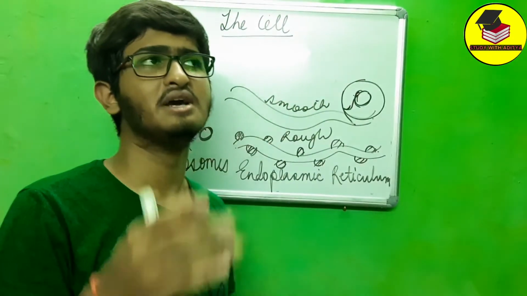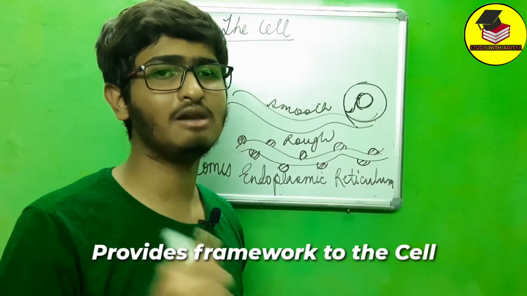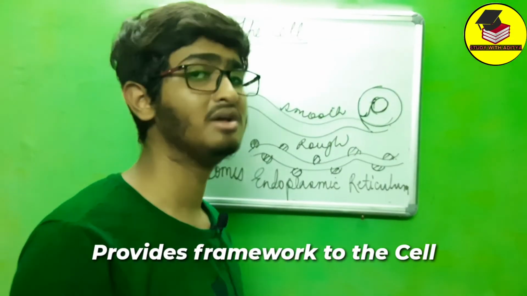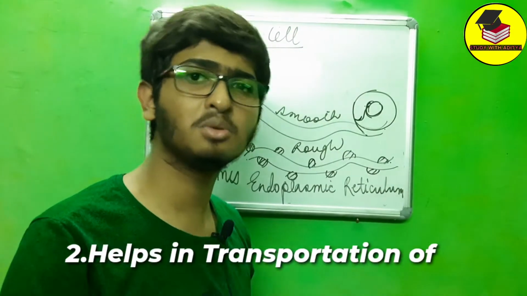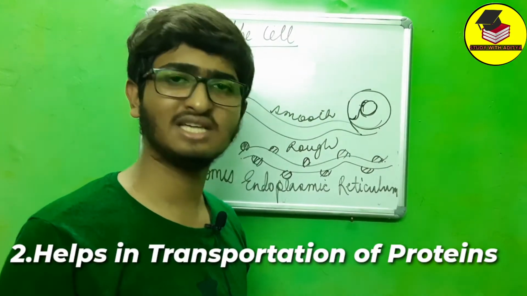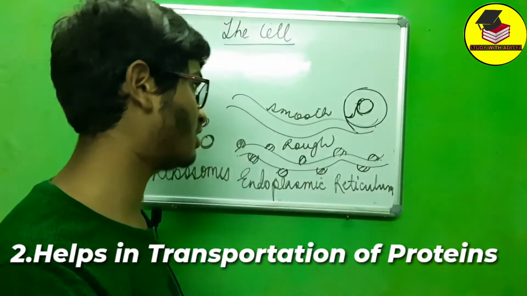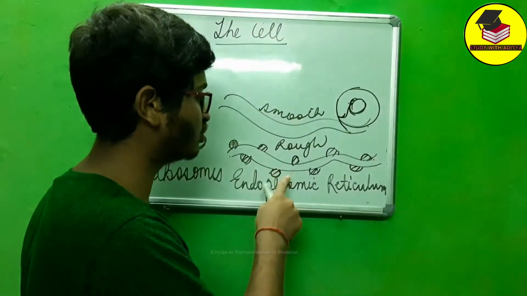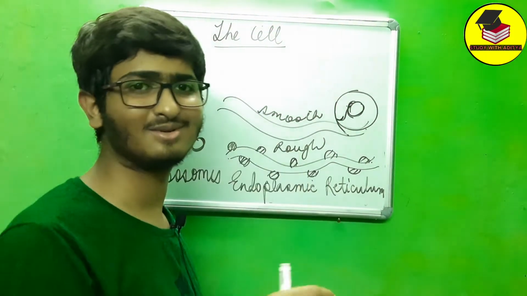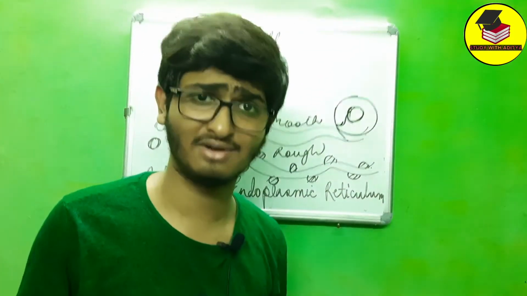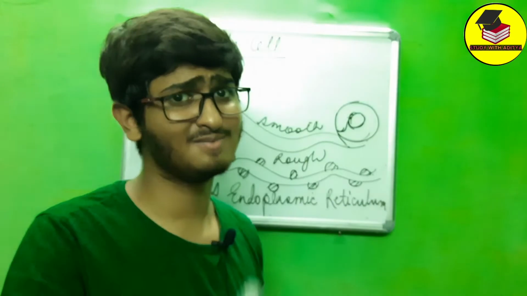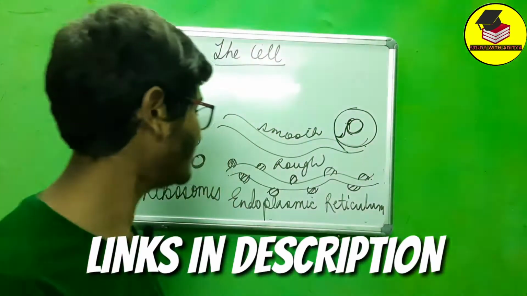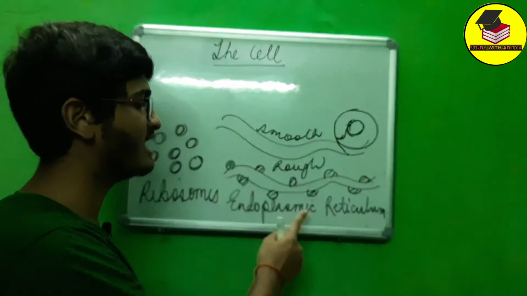And the function. The function is providing a skeletal framework to the cell, or basically a framework to the cell. One more thing you can write: it helps in the transportation of proteins and fats. That can also be considered a function of the endoplasmic reticulum. You can see ribosomes present over here, 1, 2, 3, 4 ribosomes. Ribosomes and nucleolus are similar in function. If you don't know what the nucleolus is, please refer to my old video, where you will find the nucleolus part. So this is what ribosomes and the endoplasmic reticulum are.